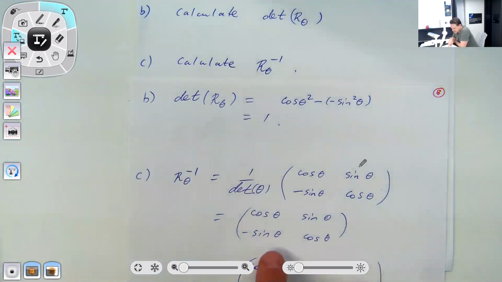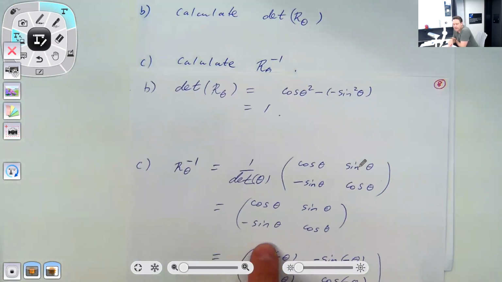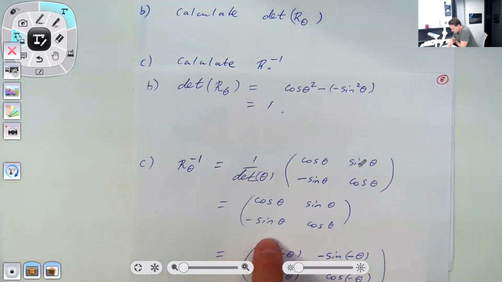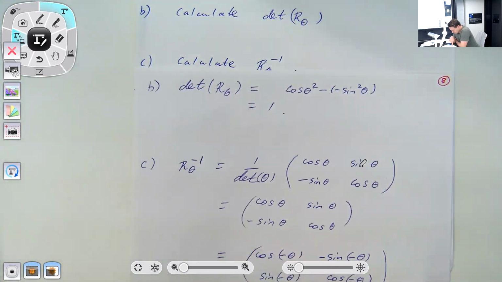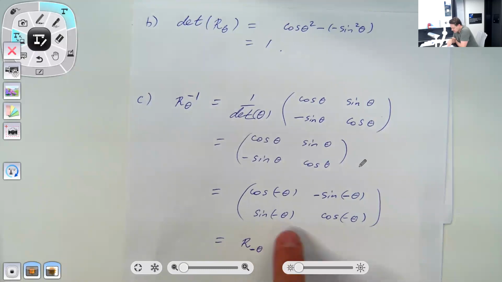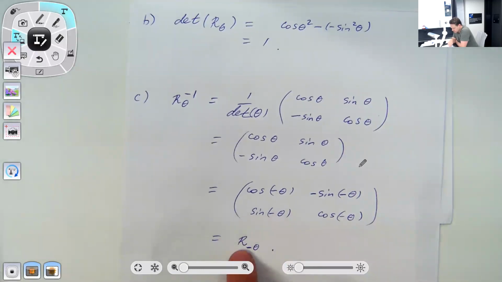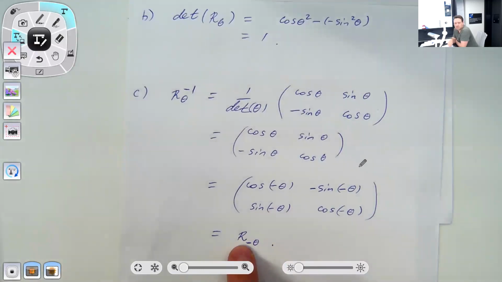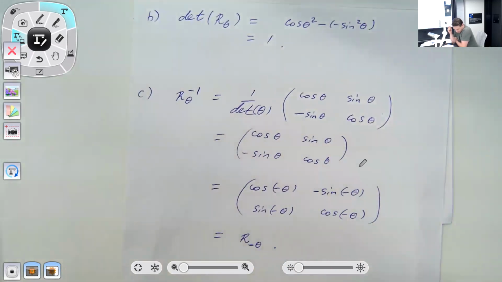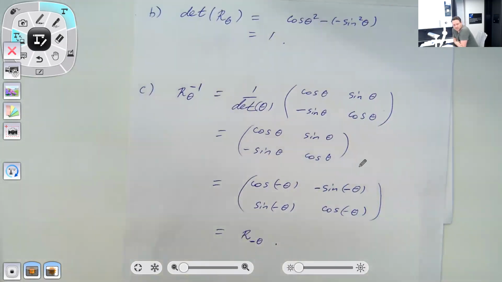But what we want to do is make it look like a rotation matrix. So we use the fact that cos is even and sine is odd, and we can simplify it this way. What we see is that we just have r subscript minus theta. So the inverse of the matrix r theta is r minus theta. Very nice.